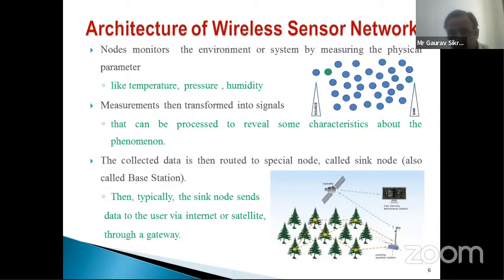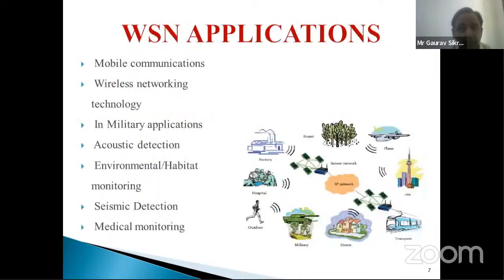We can see the diagram below. That means data is traveling from one node to another node, and ultimately it is transferred to the satellite, and through the satellite it could be broadcast to the end users. So wireless sensor network applications include mobile communications, wireless networking technology in military applications, acoustic detection. Acoustic is a kind of speech detection or sound detection. Also environmental or habitat monitoring, seismic detection, medical monitoring, as well as normal use in home appliances.